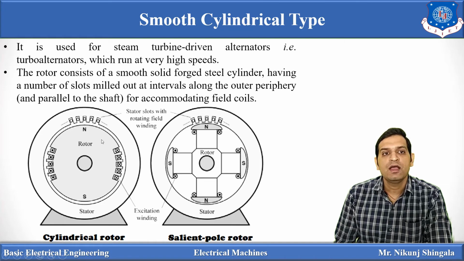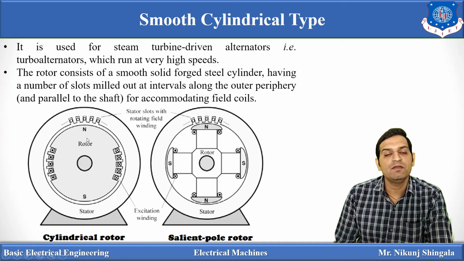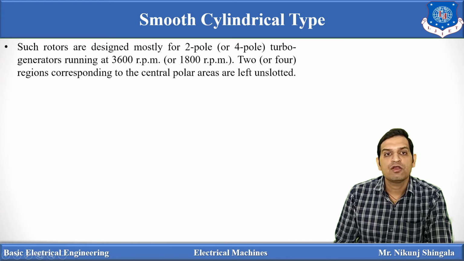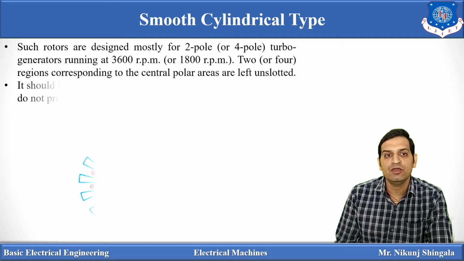You can see here, a number of slots are milled out on the outer periphery of the rotor, and on these slots field coils are placed, and some of the parts remain unslotted, which will work as poles of the rotor. Such rotors are basically designed for mostly 2-pole, 4-pole turbo generators running at 3600 rpm speed, and two regions corresponding to the central poles, which are unslotted, are nothing but the N and S pole of the rotor.